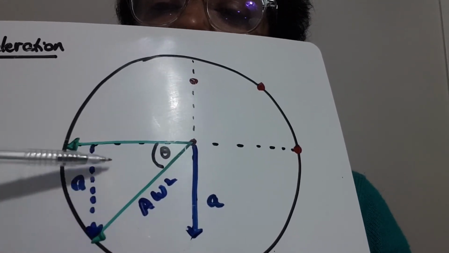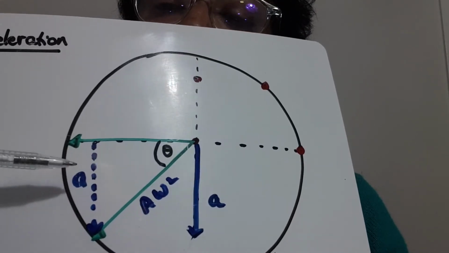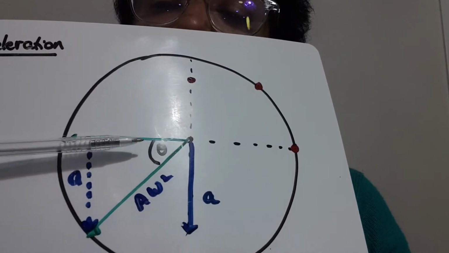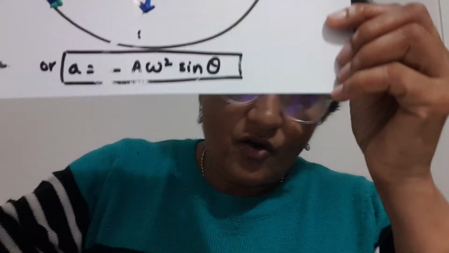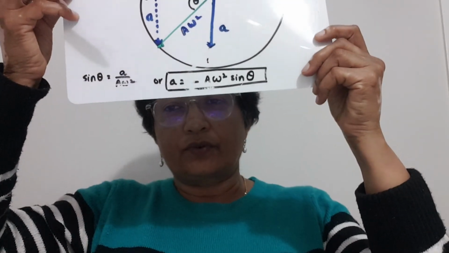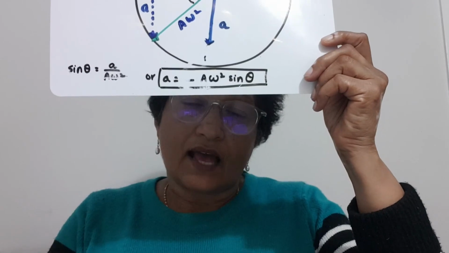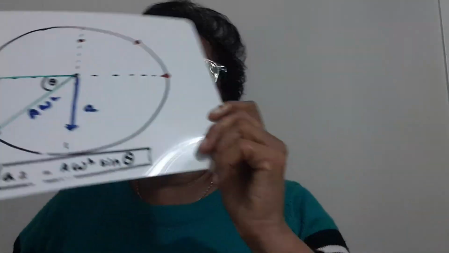So in that triangle, here's your right angle. Your a becomes negative because it's below the x-axis: negative A omega squared sine theta, or a is equal to negative A omega squared sine omega t. So those are your three equations for displacement, velocity, and acceleration, and that concludes all the little bits for this lesson.